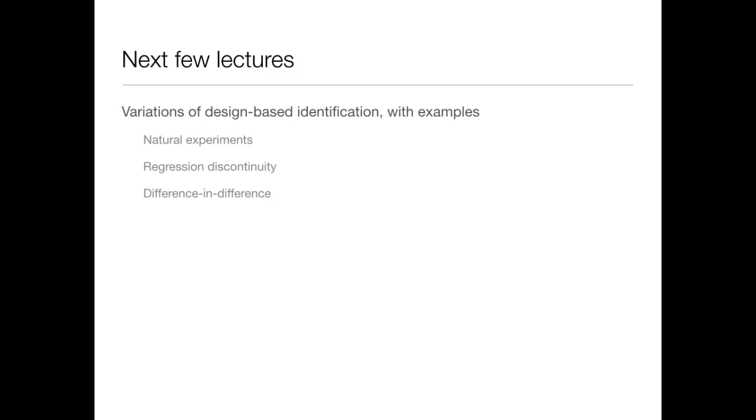So the next few lectures are going to be about variations on design-based identification. And we'll talk about natural experiments, we'll talk about what's called a regression discontinuity design, and we'll talk about difference in differences estimators. In each case, these sound kind of obscure, but really the intuition is very straightforward. I'll convey the intuition about each one, and then once I've done that, I'll give you a couple examples to show you how they work in practice.